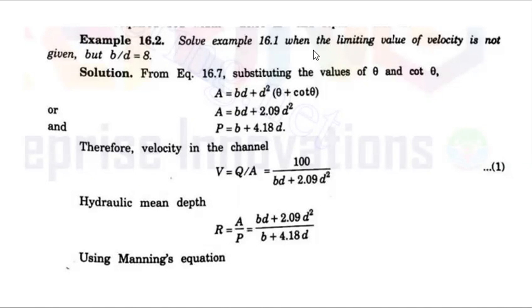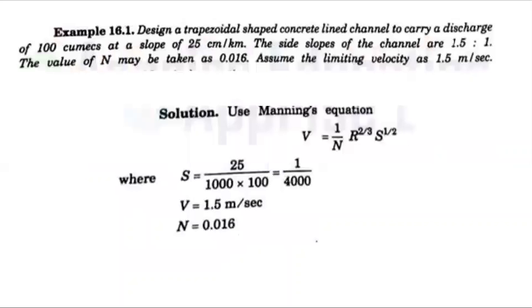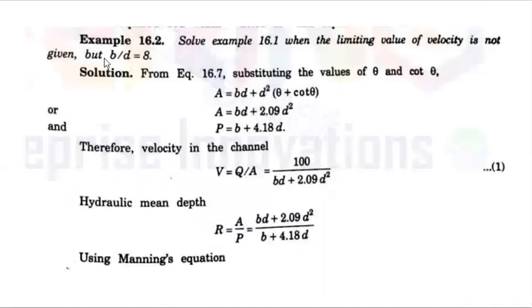Now for the same problem, when the limiting value of velocity is not given, but b by d is given as 8. Now we know the formula for the area and other things, and you can substitute it. Design a trapezoidal shaped channel, the same question, but here the limiting value of the velocity is not given, right? But b by d is given. So now you can substitute the value of theta and cot theta in equation 16.7, that is area, right? So the area is equal to bd plus d square into theta plus cot theta, for the trapezoidal channel.